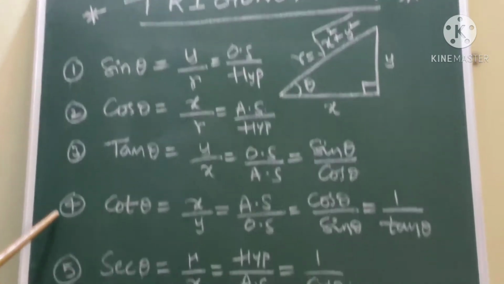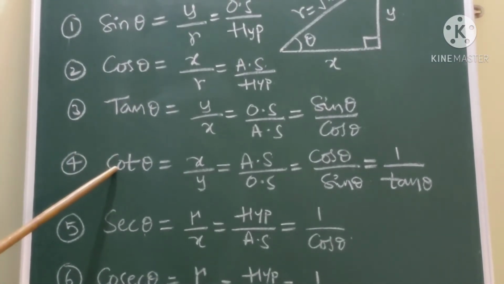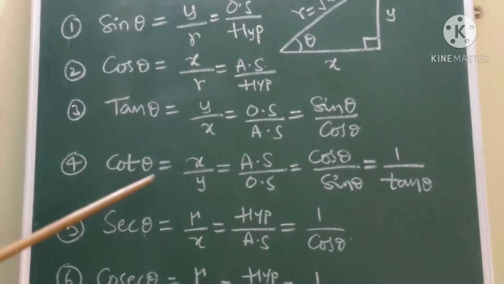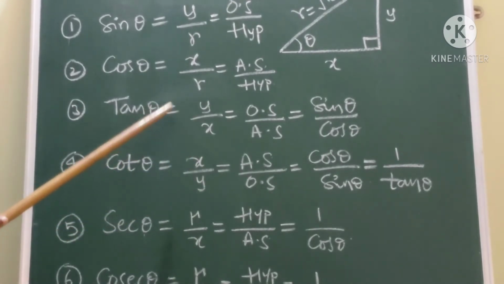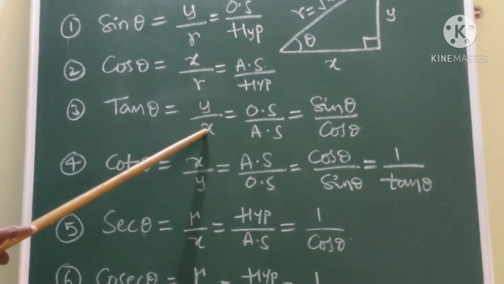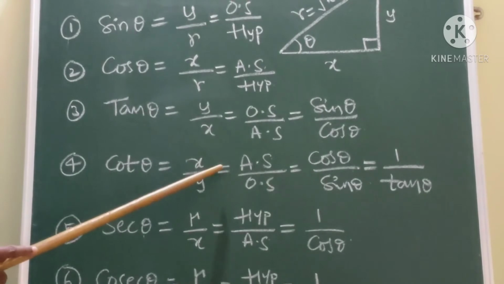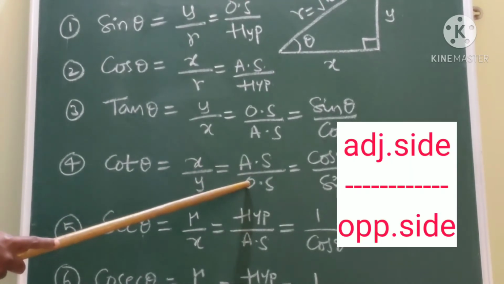Now let us see the fourth one. Fourth one is cot theta. It is also known as cotangent of theta. That means opposite of tan theta. Here tan theta is equal to y by x. Cot theta means reverse, x by y, that is equal to adjacent side by opposite side.